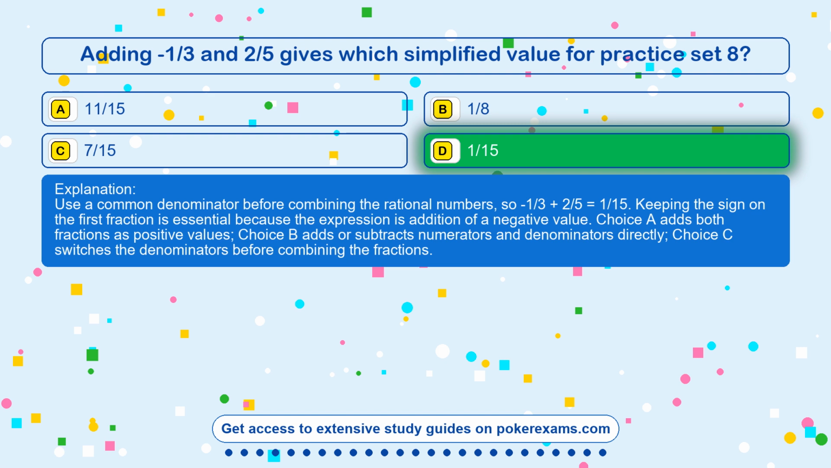Use a common denominator before combining the rational numbers, so -1/3 plus 2/5 equals 1/15. Keeping the sign on the first fraction is essential because the expression is addition of a negative value. Choice A adds both fractions as positive values, Choice B adds or subtracts numerators and denominators directly, Choice C switches the denominators before combining the fractions.